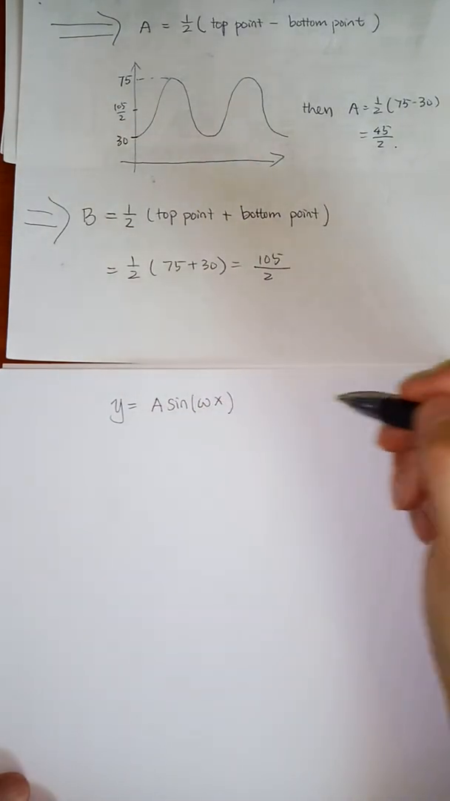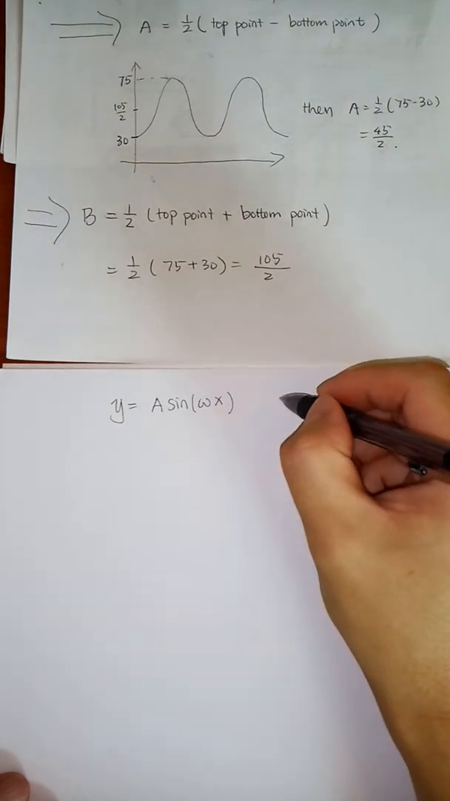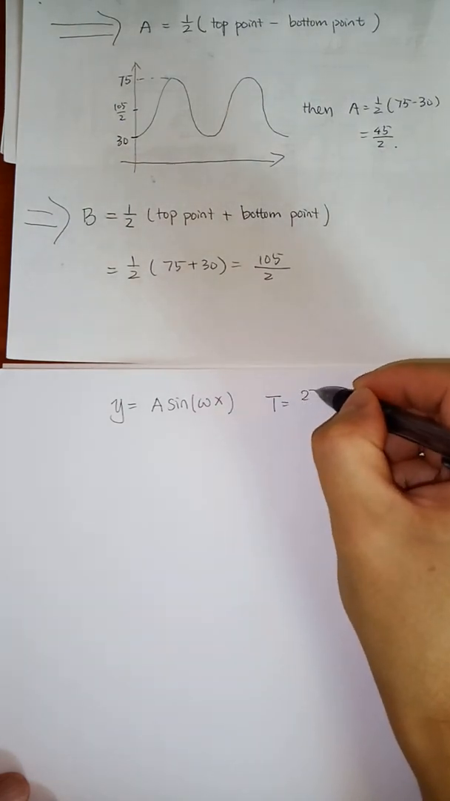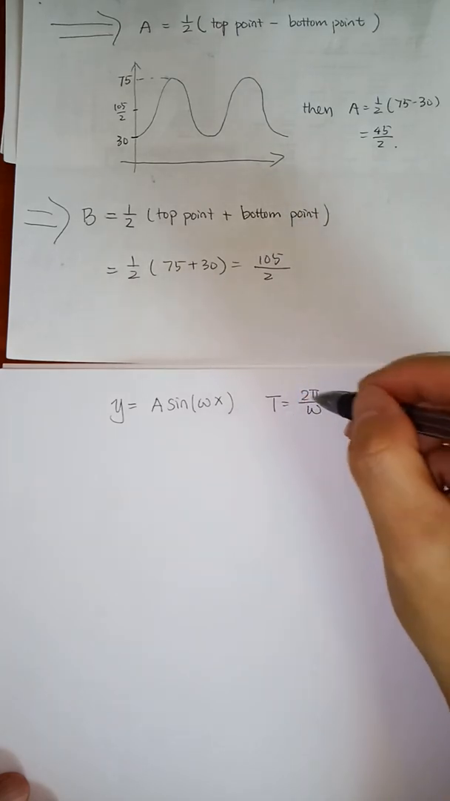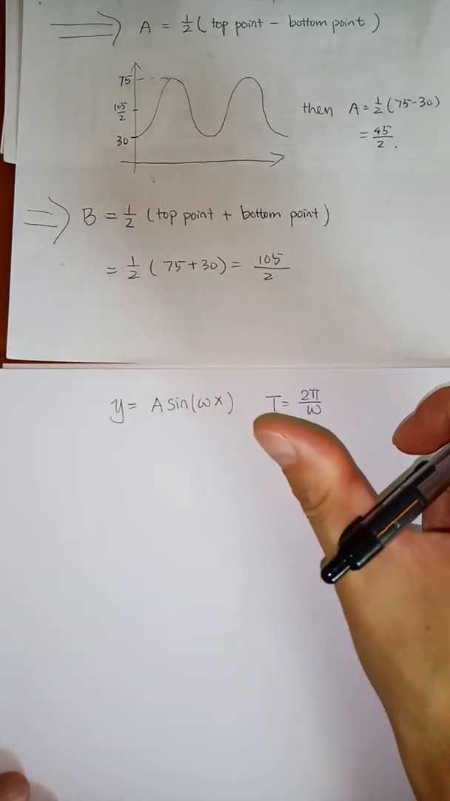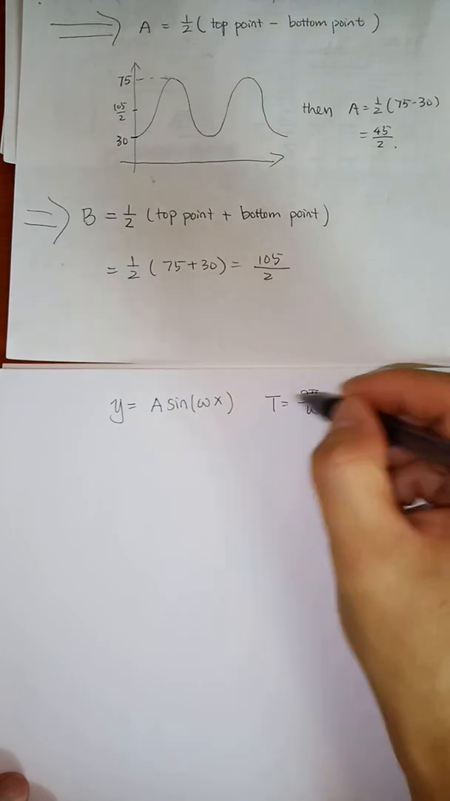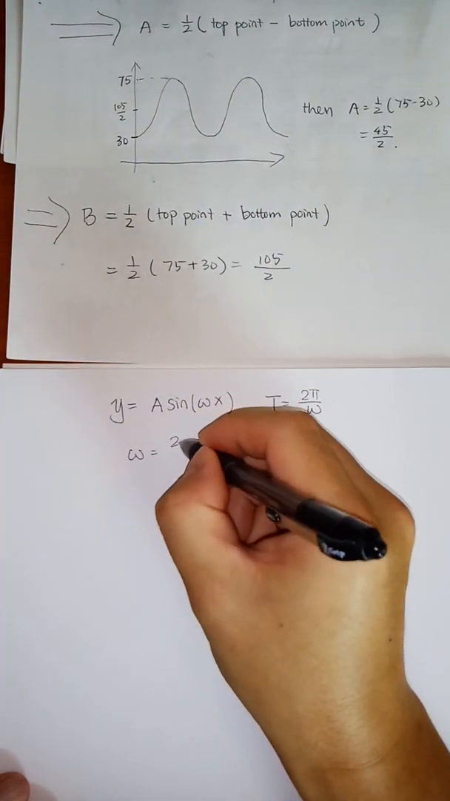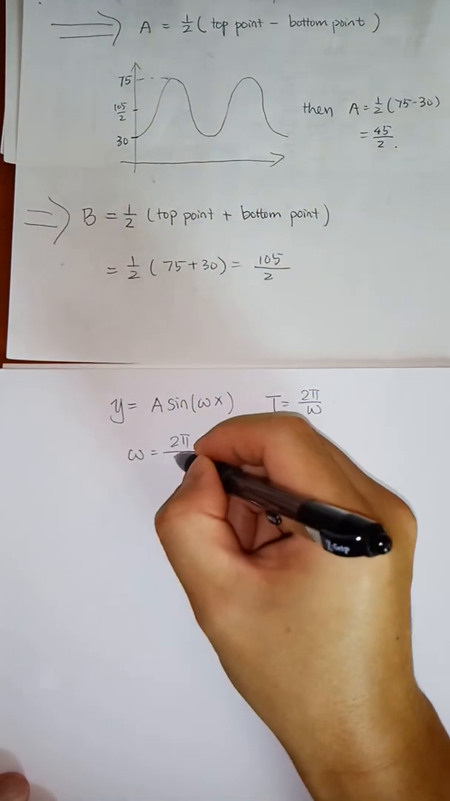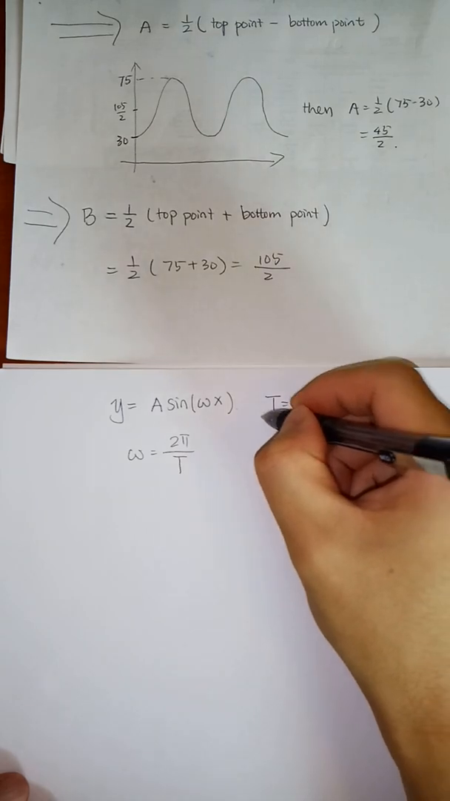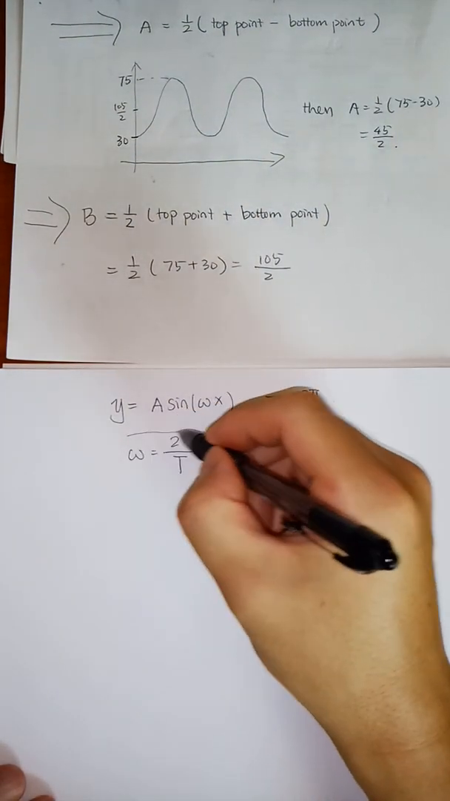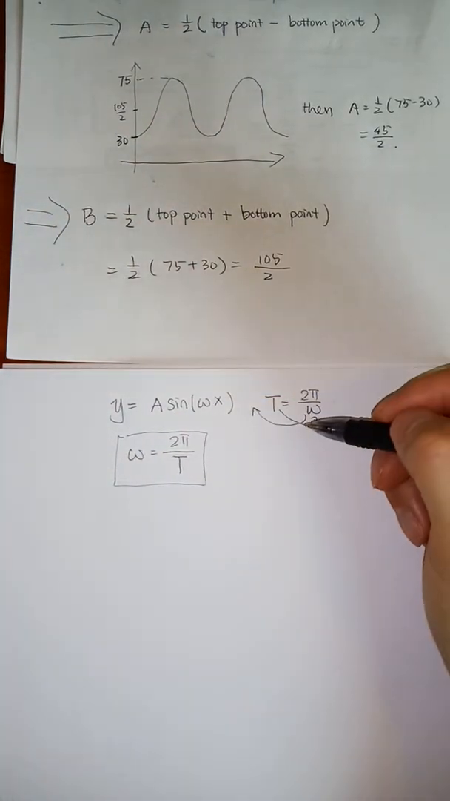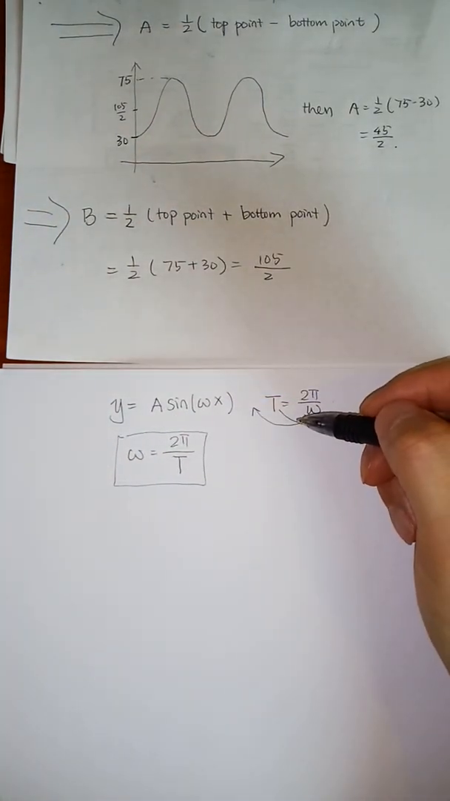Next, how do I know the omega? Remember the period T is 2 pi over omega. Then when you find a complete period, omega is 2 pi over period. You switch omega to the left and the period to the bottom. So this is a way to find the omega, the coefficient.